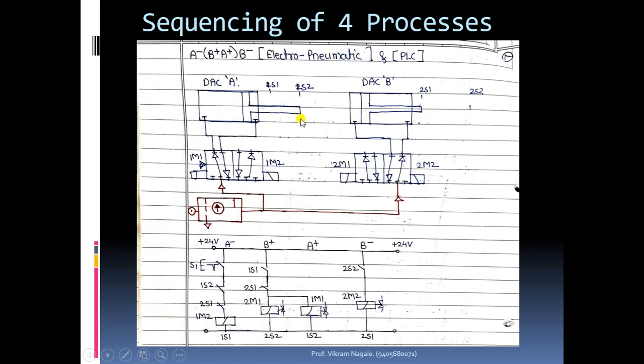Now after completion of first process, if we apply or if we energize this coil 1m1 and 2m1 together, then and then only this will start this A plus and B plus process together. Otherwise मागच्या केस प्रमाणे जसं आपण इथे फक्त 2s1 कन्सिडर केला, 1s2 कन्सिडर केला नाही, तर त्या केसप्रमाणे आपल्याला इथे एकाच वेळी ह्या प्रोसेसेस मिळणार नाही.